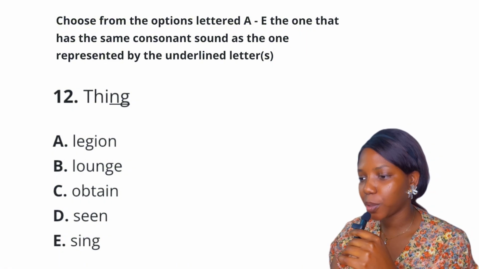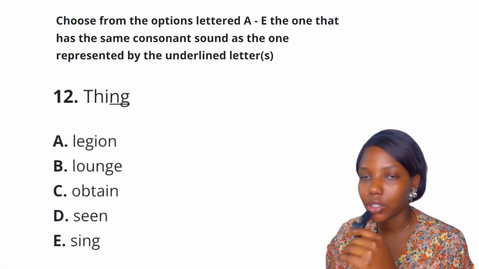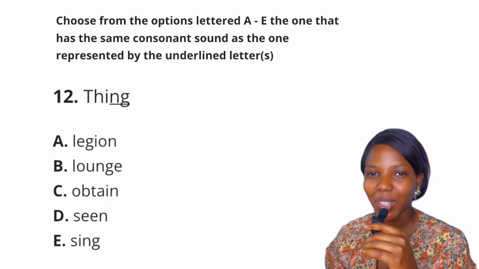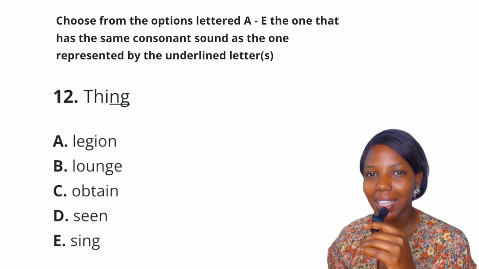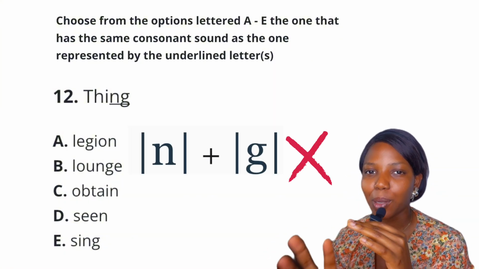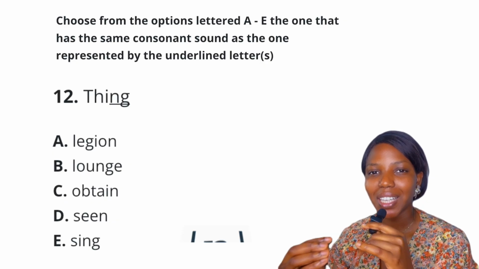Question 12. Choose from the options letter A to E the one that has the same consonant sound as the one represented by the underlined letter. Now, here's where many candidates sleep. Okay, so NG does not sound like N plus G. It has a secret sound that I'm about to expose. Are you ready? Okay, so it is ng.